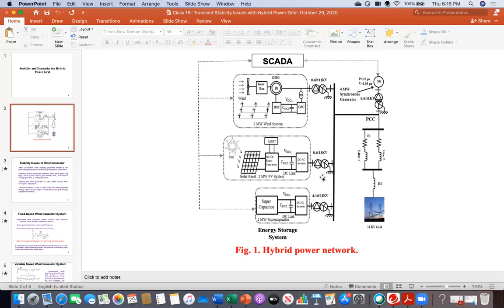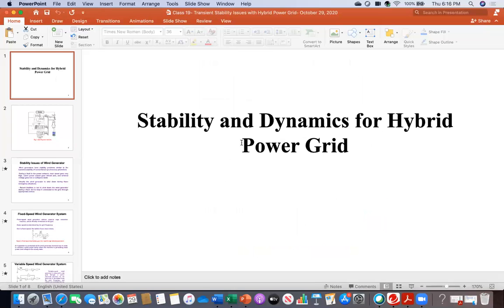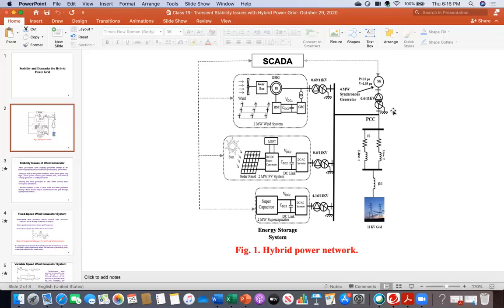And each source, photovoltaic, wind, synchronous machine, will behave differently. So that's why today we will be looking at the stability and dynamics of that hybrid power grid system. So far we discussed a lot, concentrating mainly on the synchronous generator, synchronous machine-based system. But in the system, there is a wind generator. So we'll be looking at some of the issues and dynamics of the wind generator and photovoltaic system, and then we can see the interaction for the entire network.